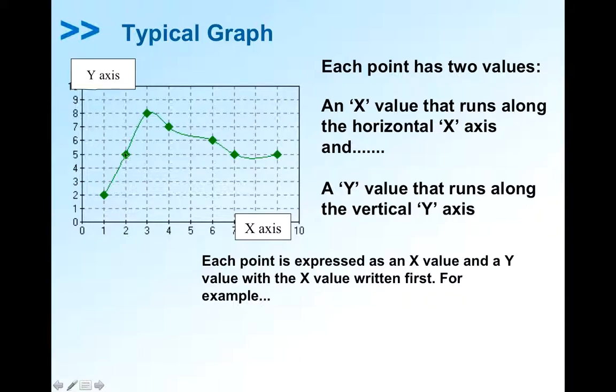So each point that I look at is expressed as an x value and a y value, with the x value always written first. For example, we have 7, 5. 7 because we went 1, 2, 3, 4, 5, 6, 7 over, and then 1, 2, 3, 4, 5 up. 7, 5, x, y. Next, I have 4, 7. I went 1, 2, 3, 4 over, and I went 1, 2, 3, 4, 5, 6, 7 up. X, y, longitude, then latitude.